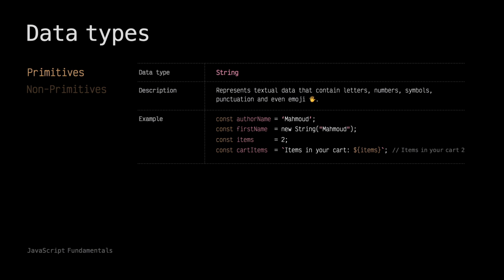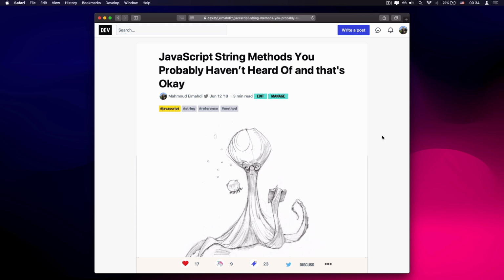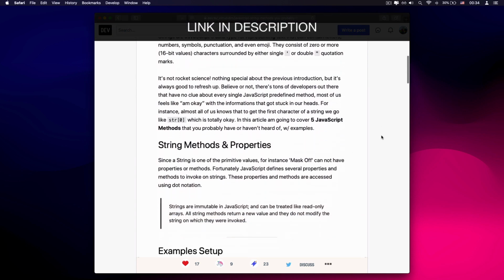String is one of the primitive data types. However, JavaScript automatically converts primitives to String objects so that it is possible to use String object methods for primitive strings. I wrote an article about strings and string methods. I highly recommend you check it out for further details on string methods.